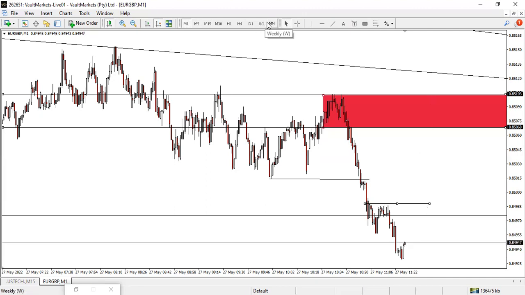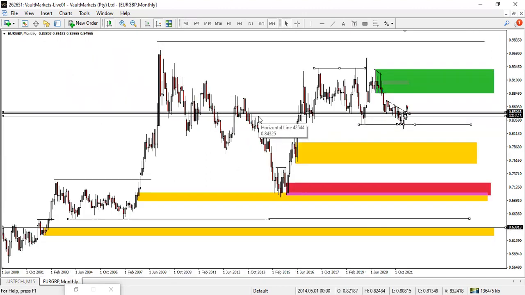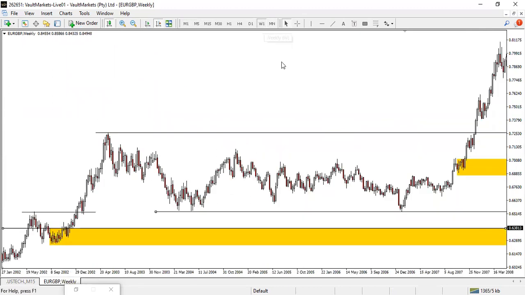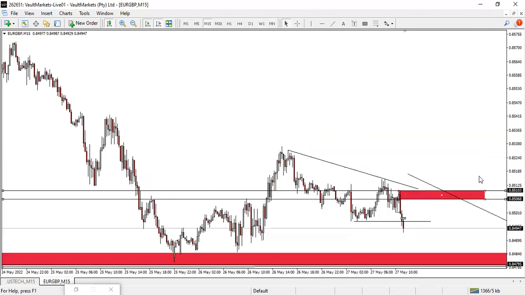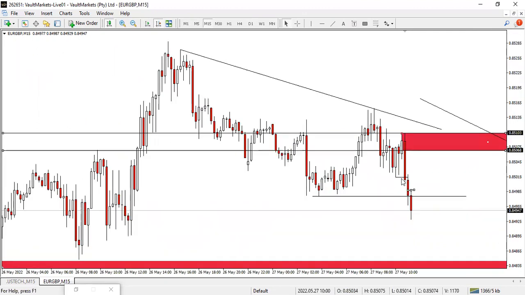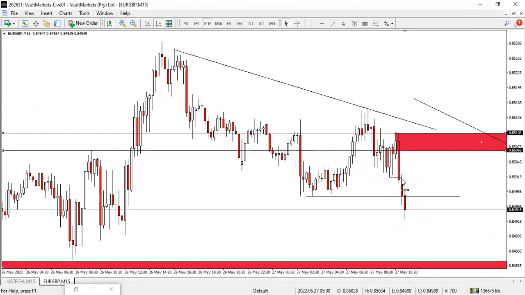So just a recap again, we started all the way on monthly time frame, and we came to weekly time frame, and then we found all those areas of interest, but this is the most important one, right? This is the most important one on M15. This is the entry here, all right?